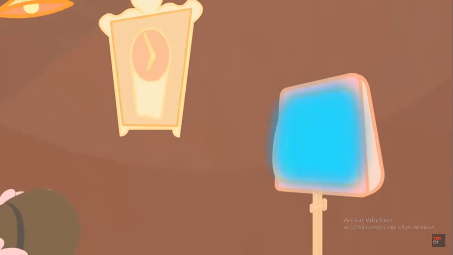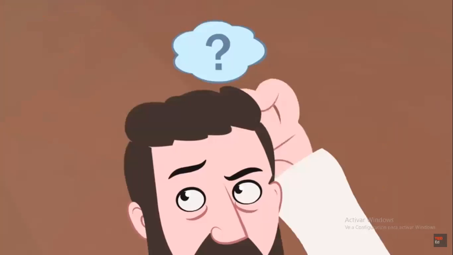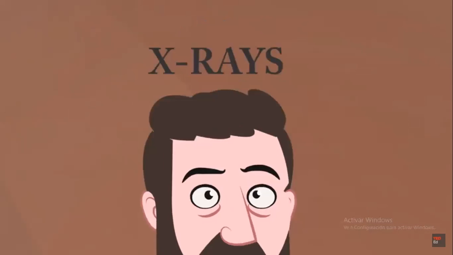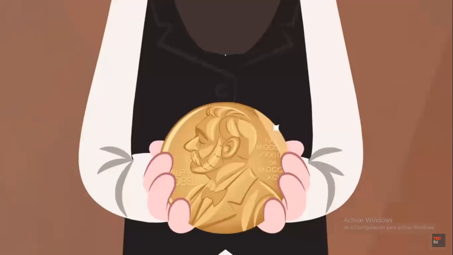Okay, and there's a missing slide here in which Mr. Röntgen put his hand between his cathode and the screen, and suddenly he had an image of his hand bones. So then he wondered what these beams were. Since he didn't know what it was, he called them X-rays. This discovery made him win the Nobel Prize, actually.